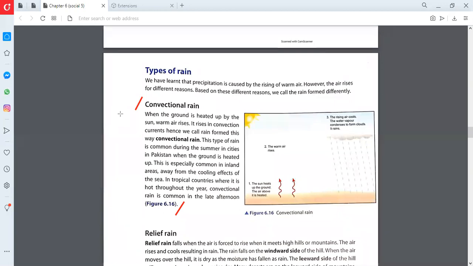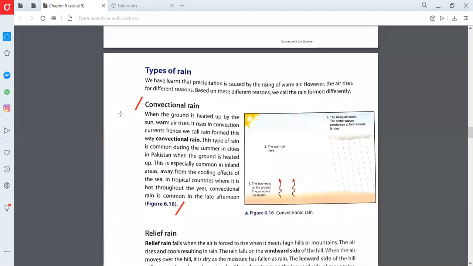How is this formed? For example, the heat from the sun makes water vapors, and these water vapors go towards the sky with the help of warm air. So the water vapors are inside the warm air, and that warm air is rising. This type of rain is common during the summer in cities. Not only in Pakistan, but in every country where there is a summer, the rain is normally formed like this.